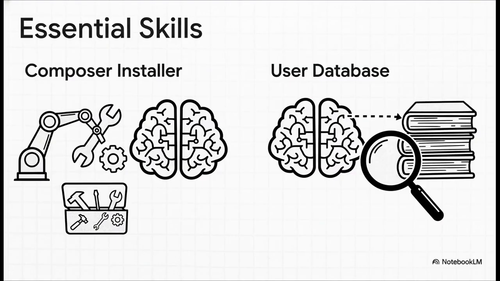That's it. Okay, so when you're setting it up, you'll see a couple of options. Now pay attention here because you absolutely want to enable these 2 skills. Think of the Composer installer as its toolbox. It lets the agent grab the tools it needs to get work done. And the user database? Well, that's the magic key. It lets the agent tap into that personalized brain that we're going to build for it in just a minute.